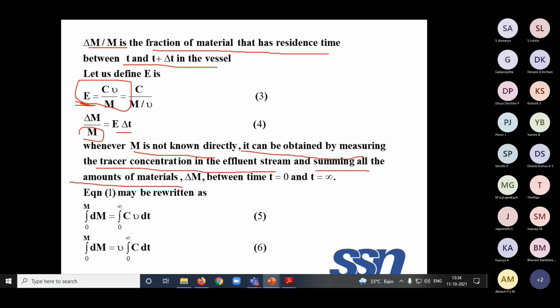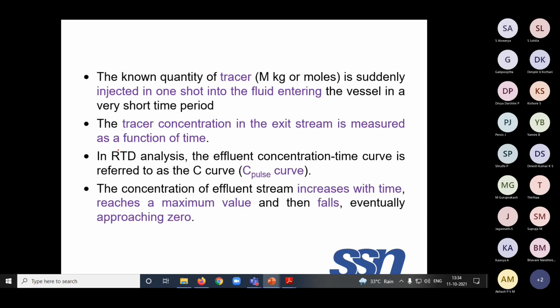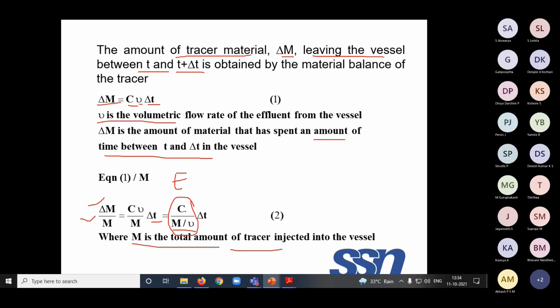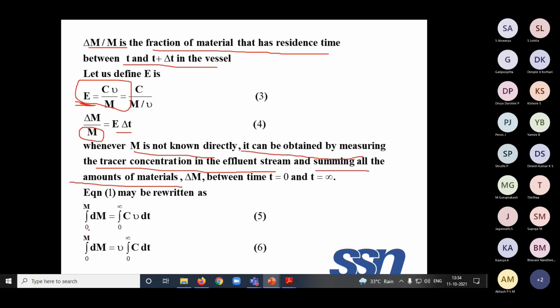If you don't know what M is, that is what I am telling you. You don't know how much you are sending, then you have how much is here, how much is here, how much is here, and you sum up the entire thing. It will give you the total amount of the tracer. That is what you are doing here. So integral 0 to M of dM is nothing but, if you do the integration, M, right? So integral 0 to infinity of C V delta T. That is C V into delta T.